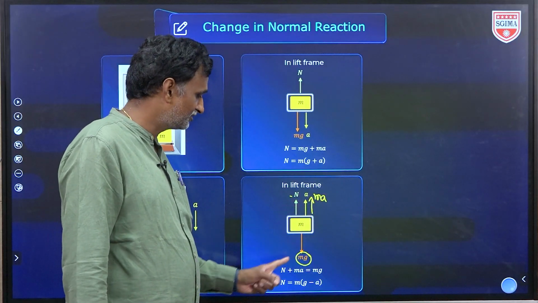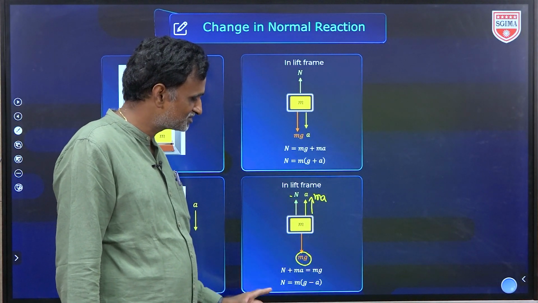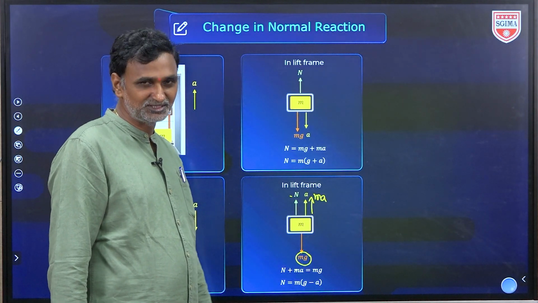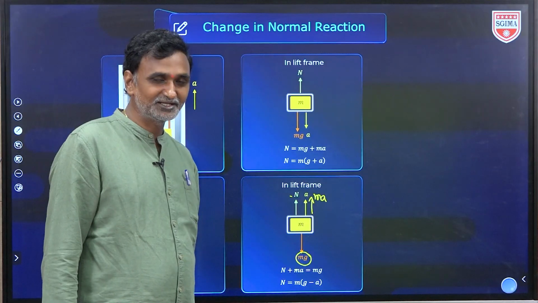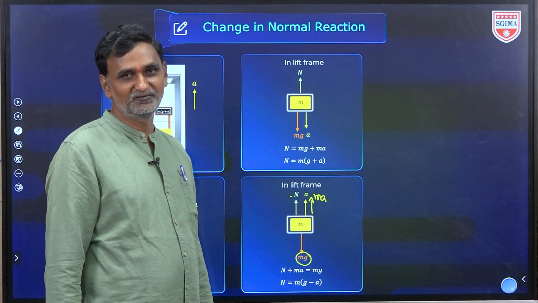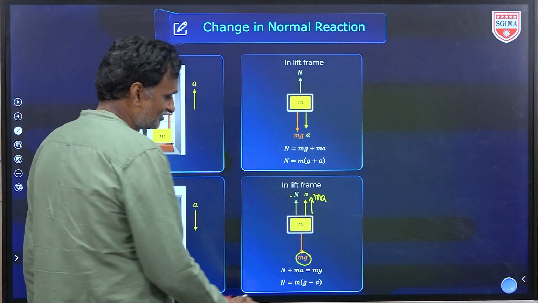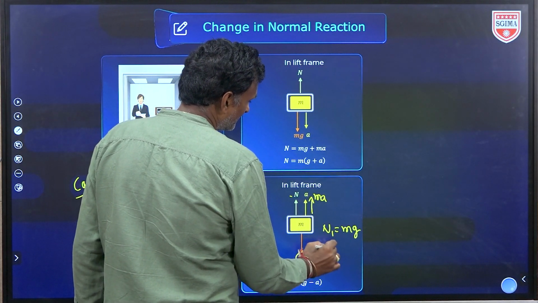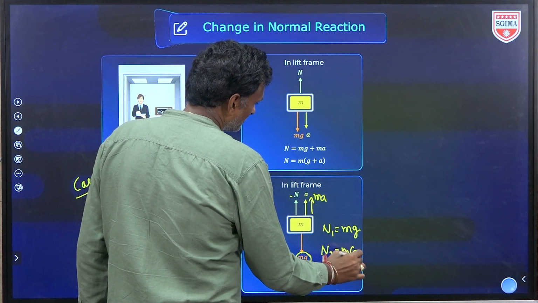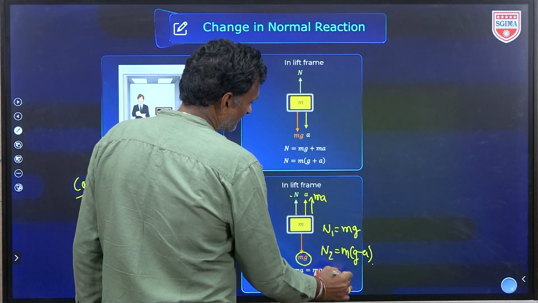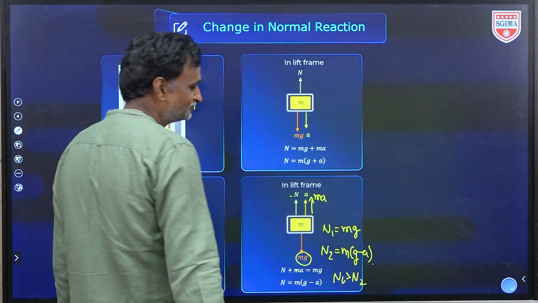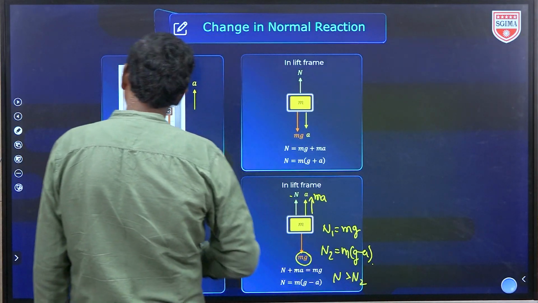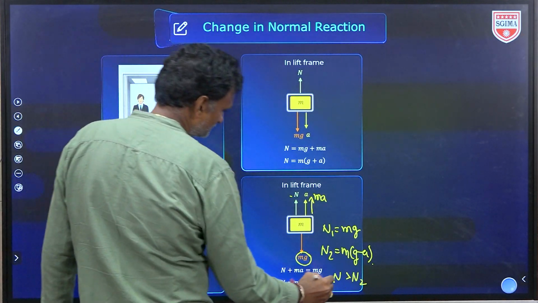So N plus ma equals mg, and shifting ma to the right side it becomes minus, so N equals m into (g minus a). This is the normal reaction shown by the weighing machine. Whenever the acceleration is 0, N1 equals mg, and here N2 equals m into (g minus a). So definitely N1 is greater than N2. The reading is somewhat decreased as compared to when it is at rest.